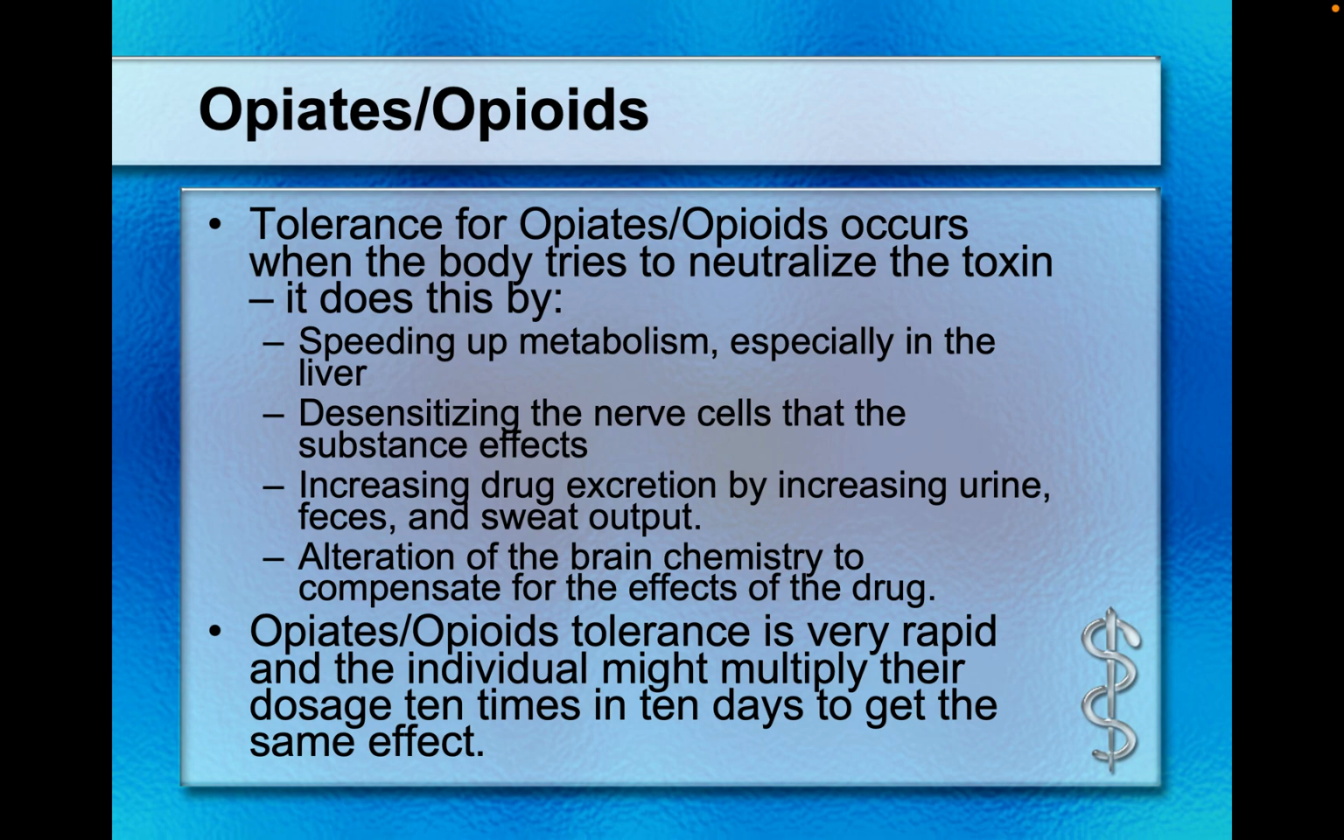Tolerance for opioids occurs when the body tries to neutralize the toxin. It does this by speeding up metabolism, especially in the liver, desensitizing the nerve cells that the substance affects, increasing drug excretion by increasing urine, feces, and sweat output, and altering the brain chemistry to compensate for the effects of the drug. If you've ever been around somebody who's trying to get off of opiates, opioids, their sweat is really quite odoriferous. It's quite smelly. Opioid tolerance is very rapid, and the individual might multiply their dosage 10 times in 10 days to get the same effect.